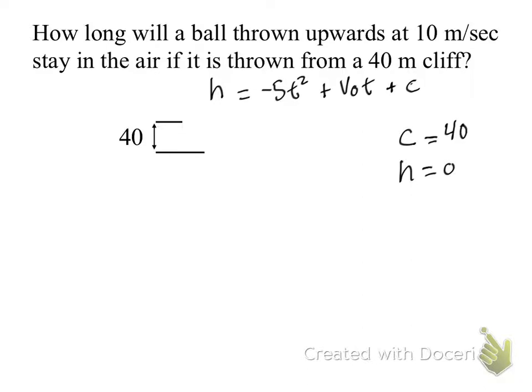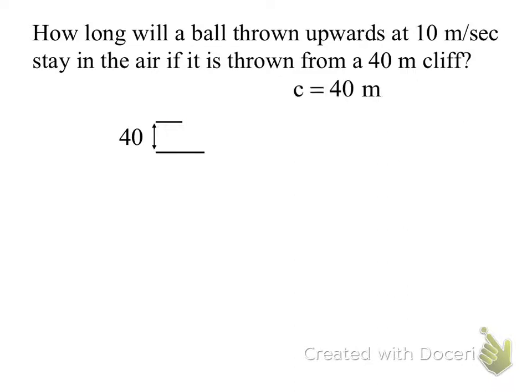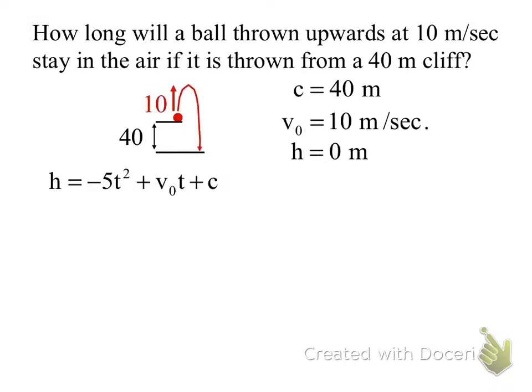So that's why it's the 0. And then, what else am I missing here? The velocity. And so what is the velocity? 10. And so we're substituting. Okay, what might we do to solve this first?